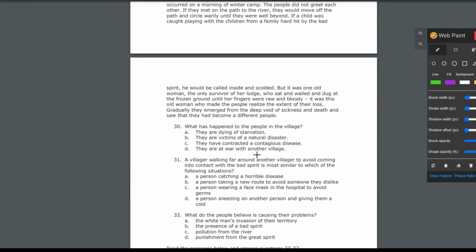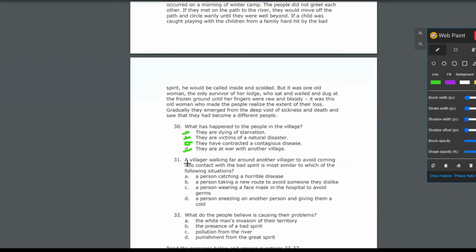So just off reading the answers, we do know they're dying, but it doesn't specify anything about starvation. So that's out of the picture. We know they're not at war because it doesn't talk about war. So now we have two things left: victims of a natural disaster, and they have contracted a contagious disease. I didn't see anything in reference to an actual natural disaster, so that was gone, which leads me to contracted a contagious disease, because that's the theme throughout the whole story. Something is going around. People are avoiding other people. They don't want the kids playing with the sick kids because they don't want their kids to get it.